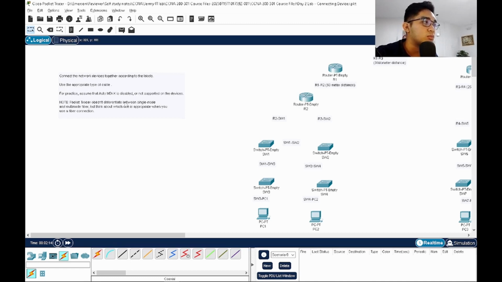For practice, assume that auto MDIX is disabled or not supported on the device. So what does auto MDIX do? For example, you are talking to a Japanese person and they respond to you in the Japanese language. Of course, you don't understand that, right? So what auto MDIX does is act as a translator.